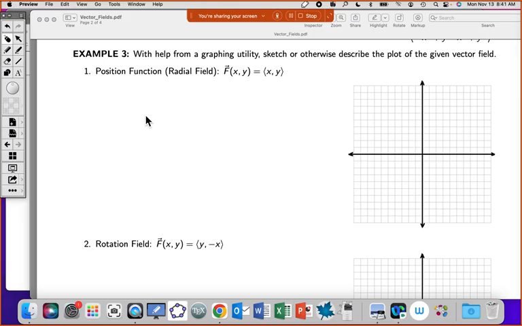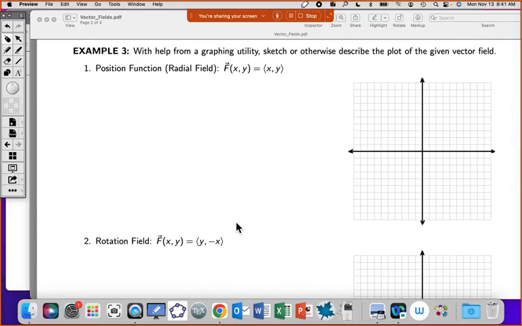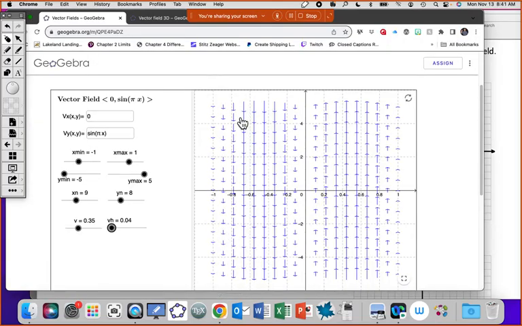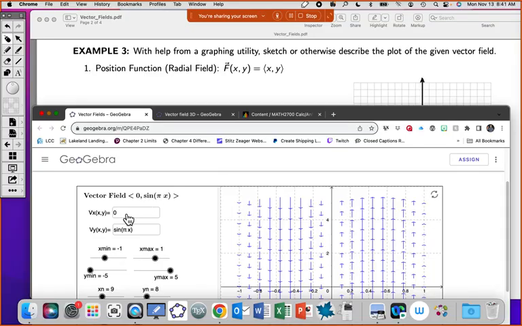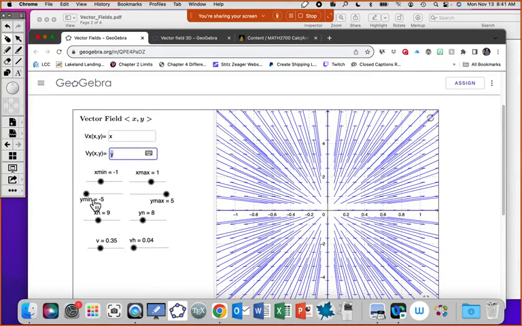Here's a couple more examples with help from a graphing utility: sketch or otherwise describe. In the first example, we're just looking at one component and how it varies with one of the variables. This is where we're trying to get a little more robust here. Radial fields and rotation fields. These fields are sort of important in the grand scheme of things as we start talking about what they do. Let's dial these in. So the radial field x y. Put that in there.